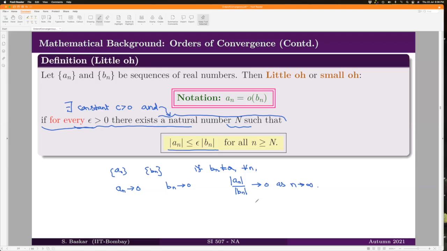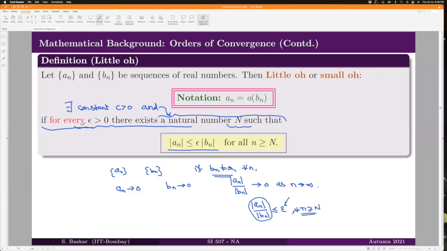Why is it so? Because what we say is you give me any epsilon, I can find an N such that I can pack these numbers, an by bn, to be less than or equal to the epsilon that you gave me for all n greater than or equal to capital N. That's what the definition says in this particular case. Now you may give a very small epsilon to me, even then I should be able to pack this number less than this.